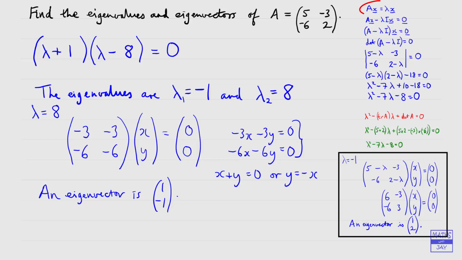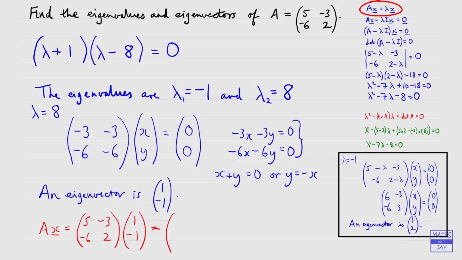So checking that, we've got our vector A, 5, -3, -6, 2, and we've just found that we think that this is our eigenvector. So let's see what happens when we multiply matrix and vector together.